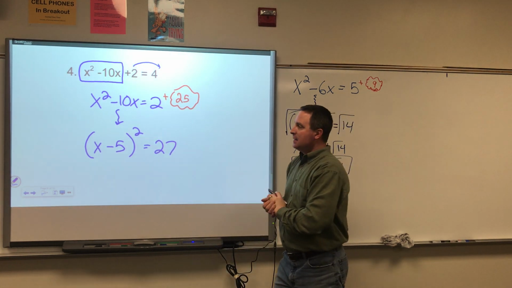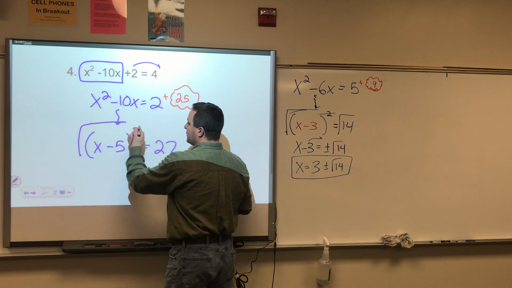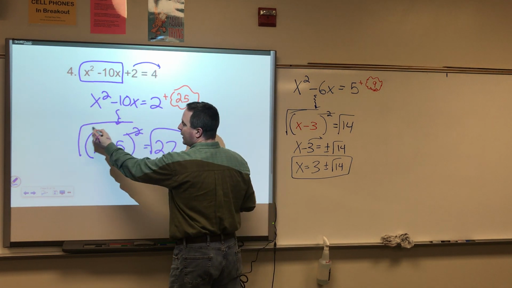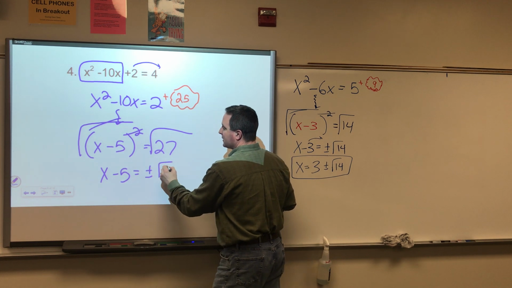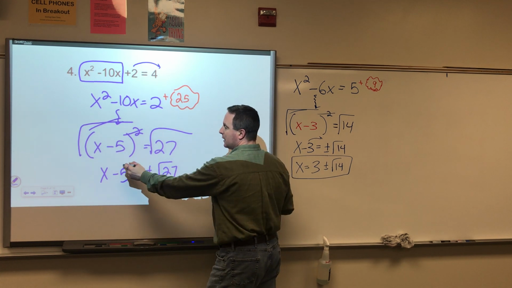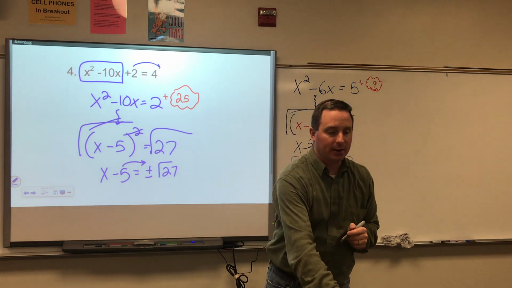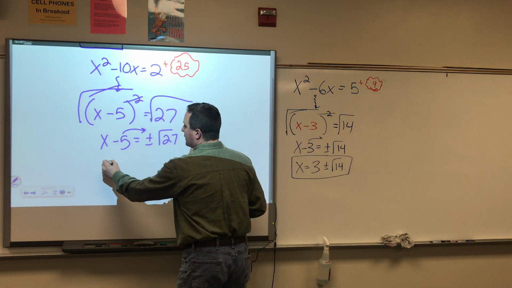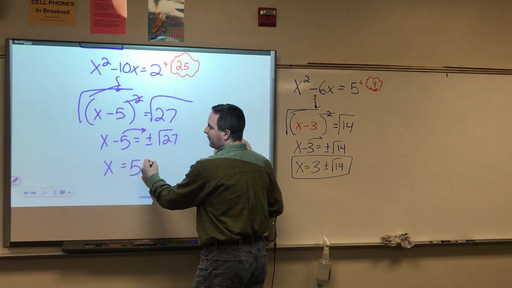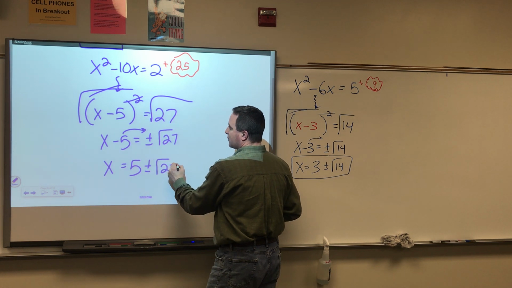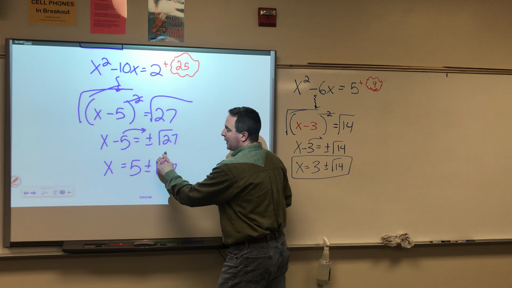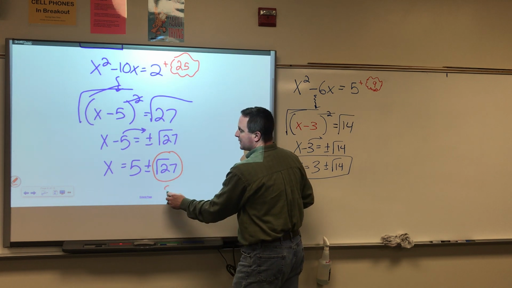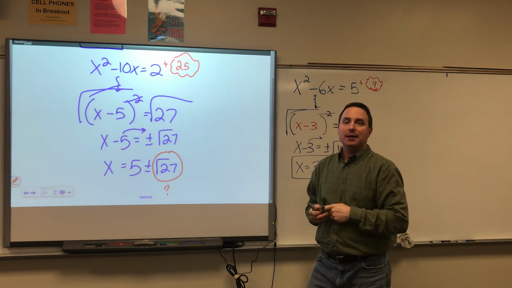Okay? If I square root both sides, the square and the square root go away, and I get plus or minus the square root of 27. And I'm going to add my 5 over to the other side. When I do, I get x equals positive 5 plus or minus the square root of 27. Okay, now when we do these, we always have to check that radical part. Is that radical simplified as much as we possibly can?